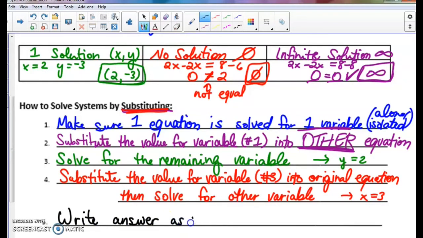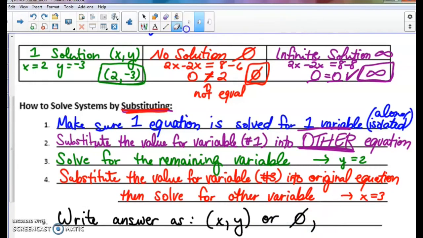as, and then we either want to write it like the ordered pair x, y. So for that one, it would be positive 3, 2. Or you want to write no solution if that's what you got. Or you're infinitely many.